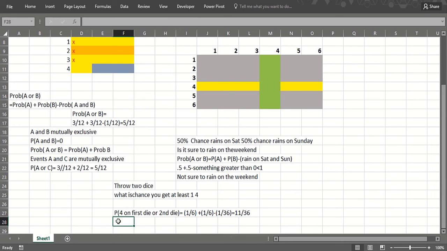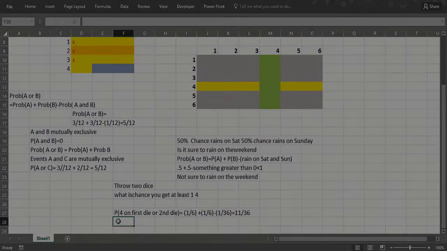Okay, so that concludes our discussion of mutually exclusive events and addition rules for probabilities. In the next video, we'll go on to the rule of complements.